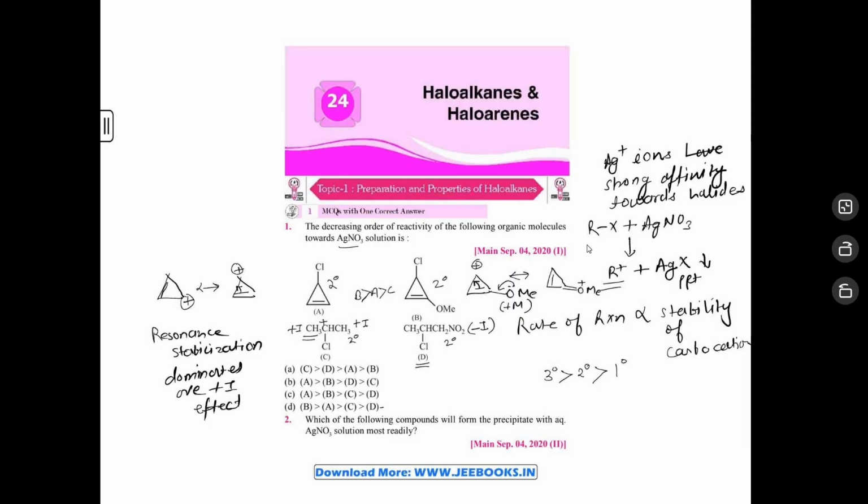Hence the order of reactivity will be B, A, after that C and D, and if you see, this is matching option D. So the correct answer is D. Now the next question is: which of the following compounds will form the precipitate with aqueous AgNO3 solution most readily?